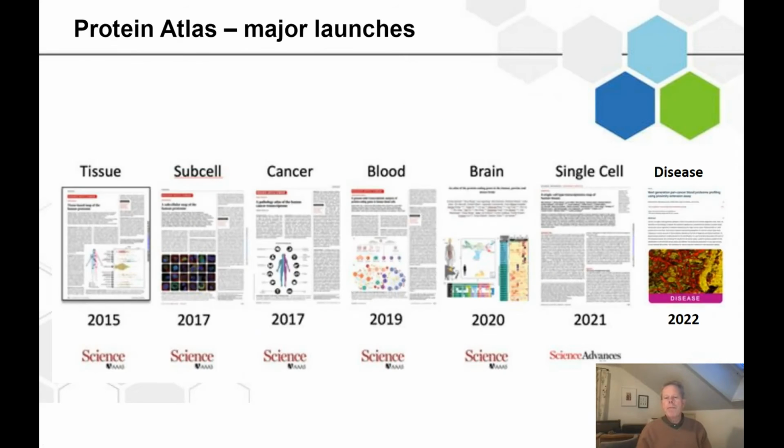And this has then been followed by some other major launches, as was mentioned by Dale: the Subcell Atlas in 2017, a Cancer Atlas, a Blood Atlas, a Brain Atlas, and then in 2021, we moved into single-cell transcriptomics, and just a few months ago, we released the Disease Atlas.